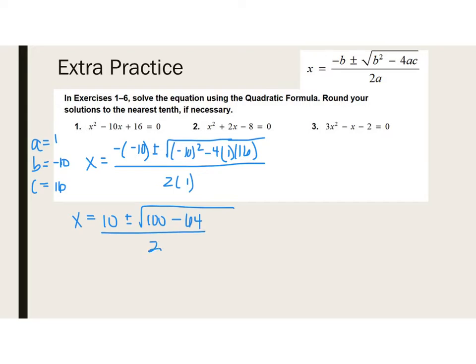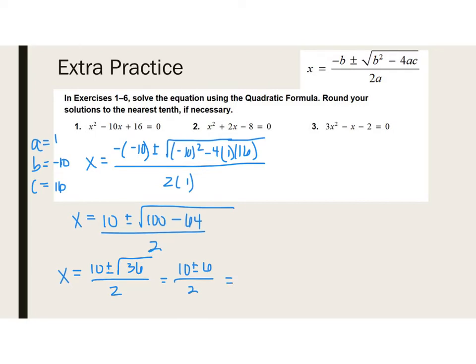Okay, then I'm going to do another step. So x equals 10 plus or minus, what is 100 minus 64? It's 36 over 2. Then what's the square root of 36? It is 6. All right, so from this step, we're going to look at our 2 cases.